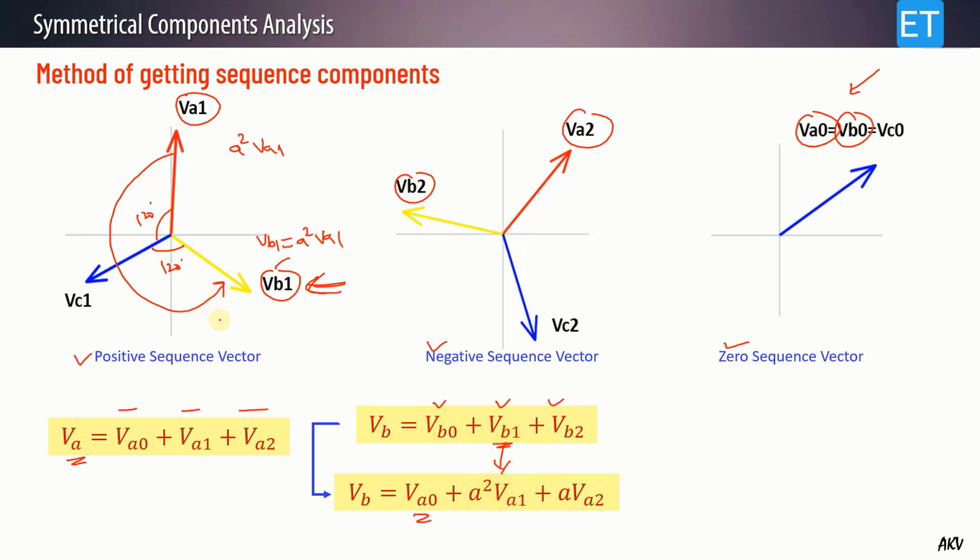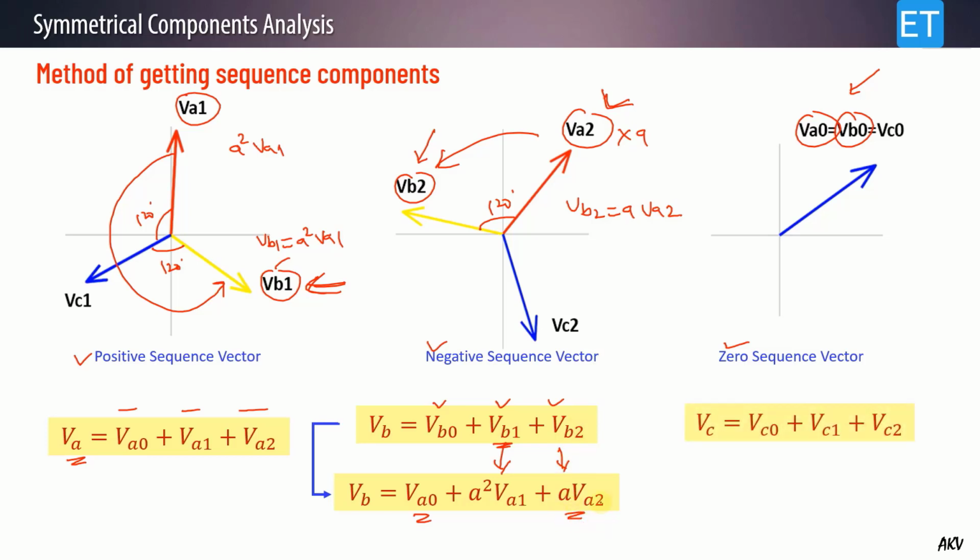Now what about VB2? This one, VB2. How can you write this in terms of this red VA2? Obviously this is 120 degrees. So if you simply multiply VA2 with only A, you will achieve VB2. So VB2 equal to A times VA2. That's why VB2 is written as A VA2.